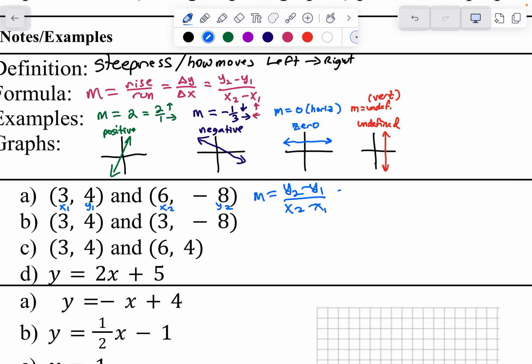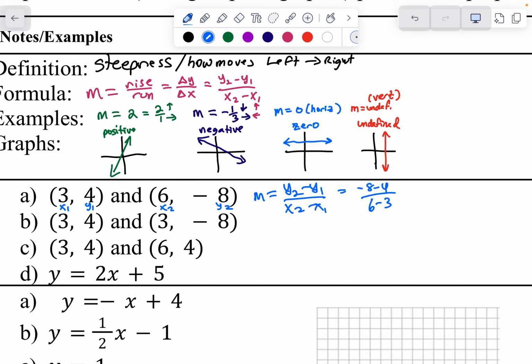So y2 is negative 8. I don't know why there's such a big gap there, but it's negative 8, and y1 is 4. Let's plug those in. So that's negative 8 minus 4. Now let's plop in the x's. So our x2 is 6, our x1 is 3. So that's going to be 6 minus 3.